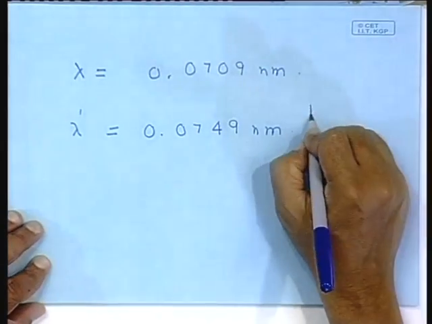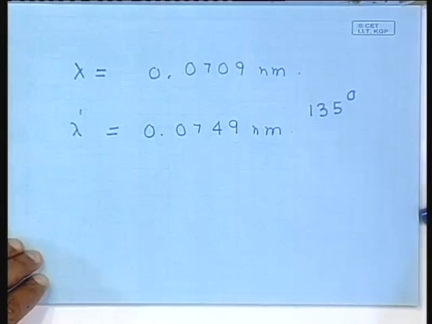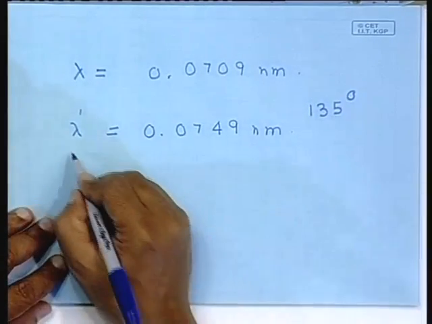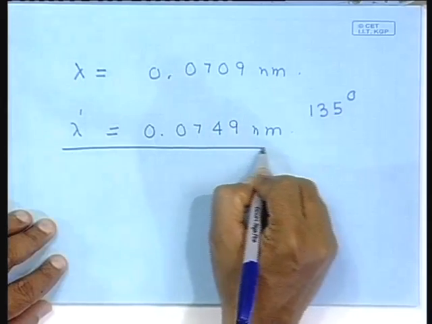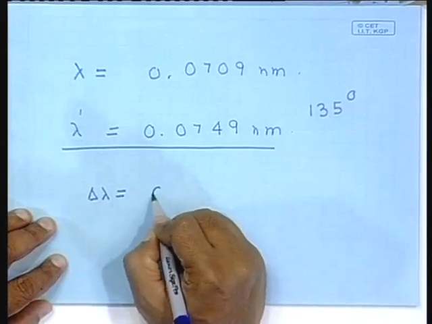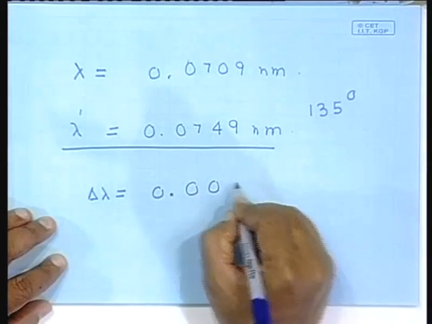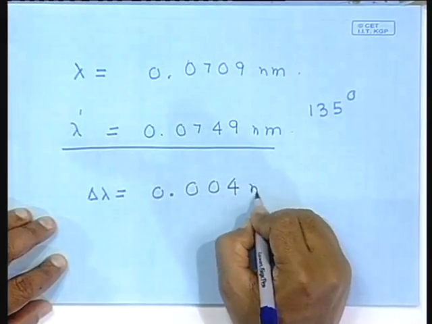And this is at 135 degrees scattering angle. So, when the scattering angle is 135 degrees, the delta lambda, the shift in the wavelength, is 0.004 nanometers.